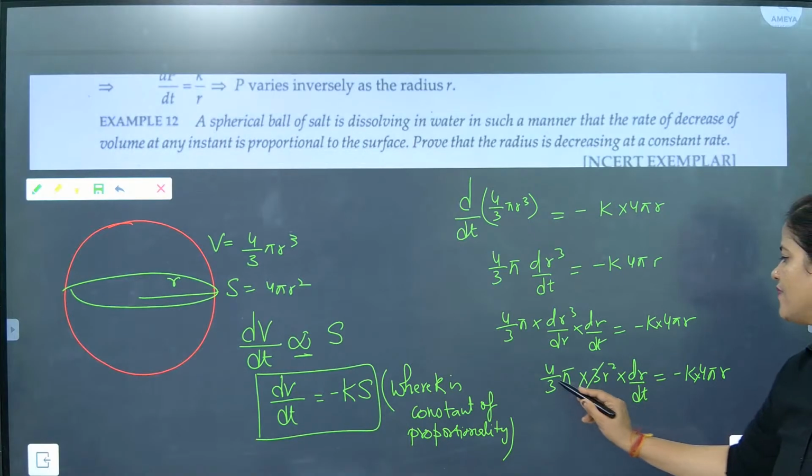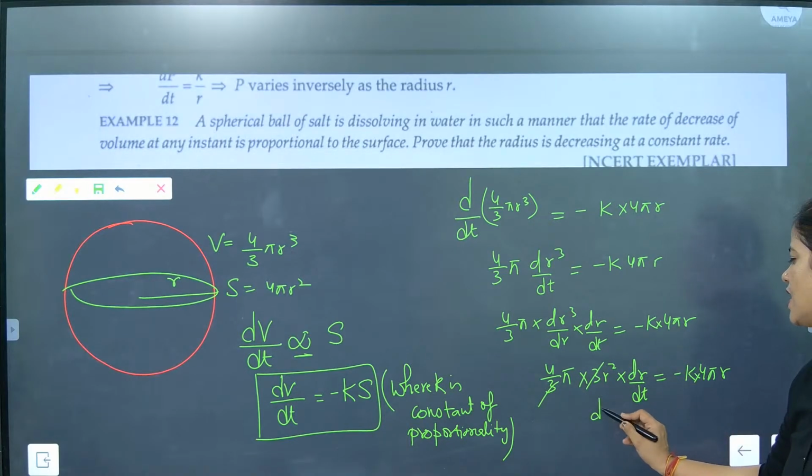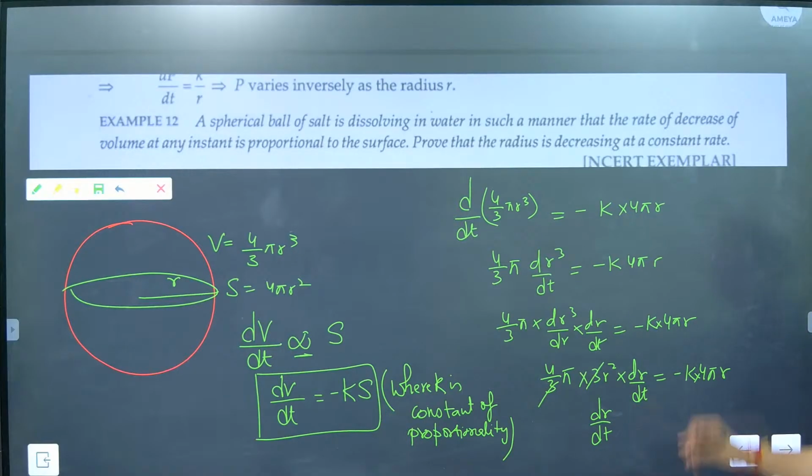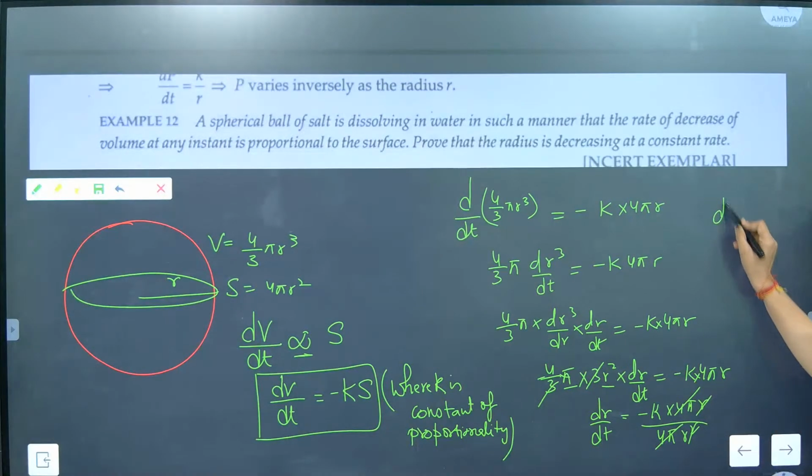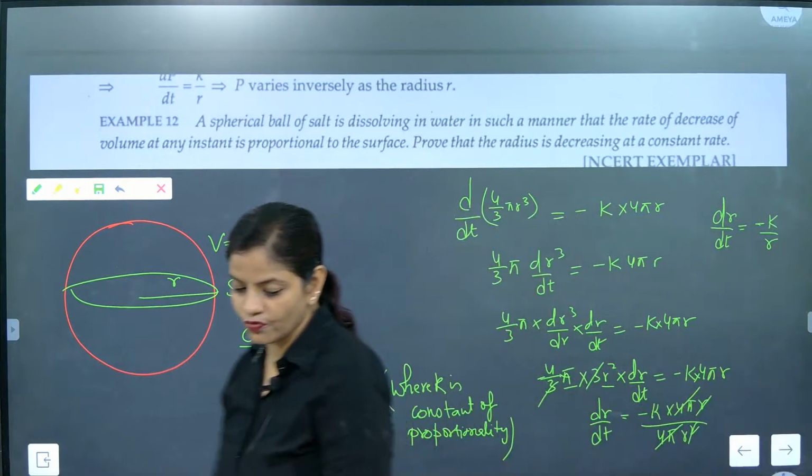So here 3 and 3 will get cancelled. Now dr by dt, because what they told is to prove that the radius is decreasing at a constant rate. Radius is decreasing at a constant rate. So dr by dt is equal to minus k into 4 pi r. Now whatever is there will go down. It is coming as 4 pi r square. This r square, this pi and 4 I have shifted down. So 4 pi and 4 pi got cancelled. This and this got cancelled. So what is the value coming? dr by dt is equal to minus k by r. Minus k by r. So we got this one.